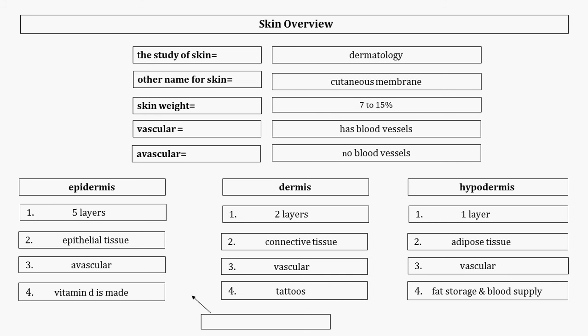The hypodermis is a place of fat storage and blood supply. So most of the fat is stored in the hypodermis in the body. Now, in between the epidermis and the dermis, there's a layer that's called the basement membrane, and this is the layer that separates the epidermis from the dermis. Right? Okay, so now it's time for some questions.